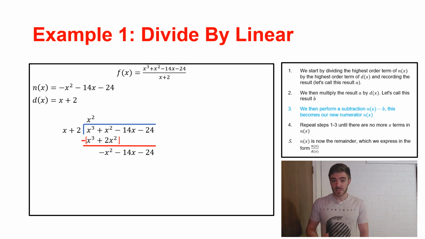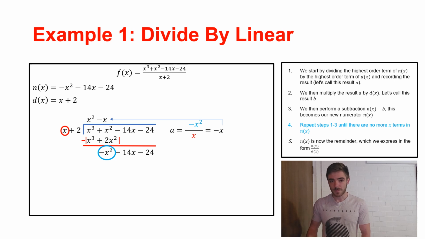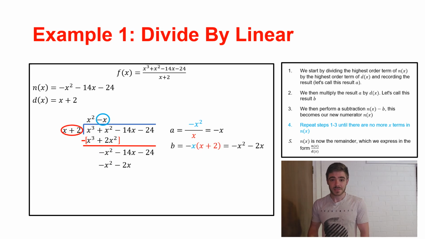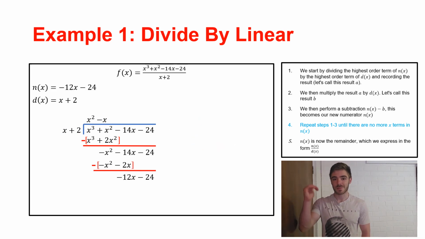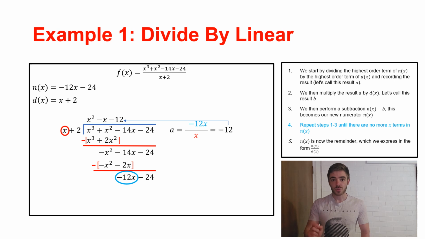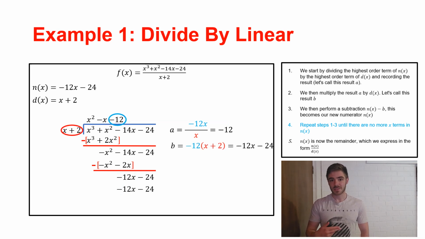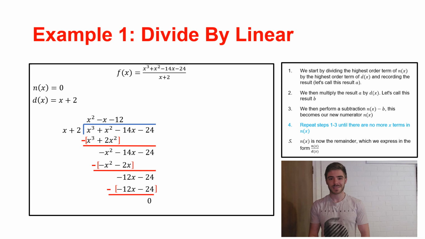All we do from here is repeat the process. We're going to take the negative x squared that we now have as the new leading term and divide that by x, giving us negative x. Then we take that negative x and multiply by the entire denominator, giving us negative x multiplied by x plus 2. And once we expand that out, we're going to subtract that term that we just created from the term immediately above it, and then write that result below. All we've got to do from here is loop that one more time. You know when to stop when you run out of x terms. And in this case, we're going to have a final result of 0, which means that our division was perfect. There was no remainder at the end.